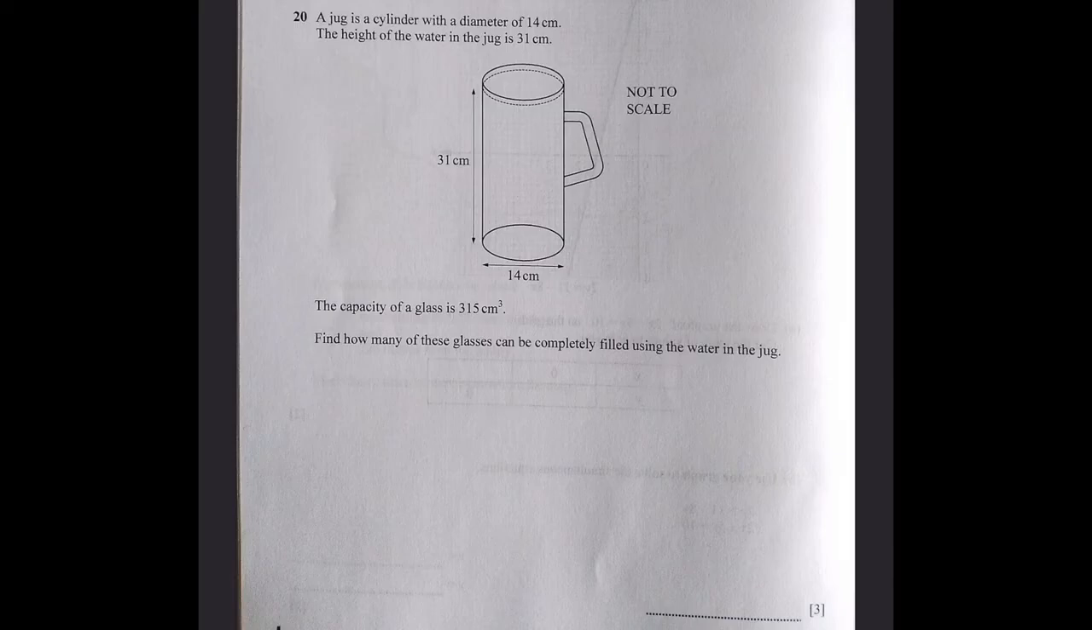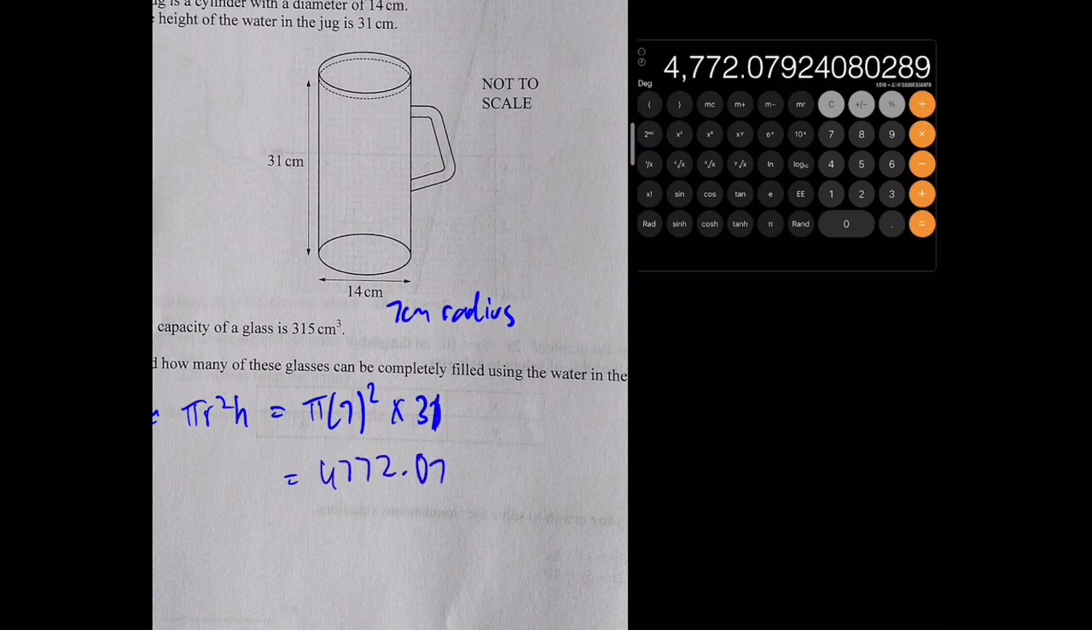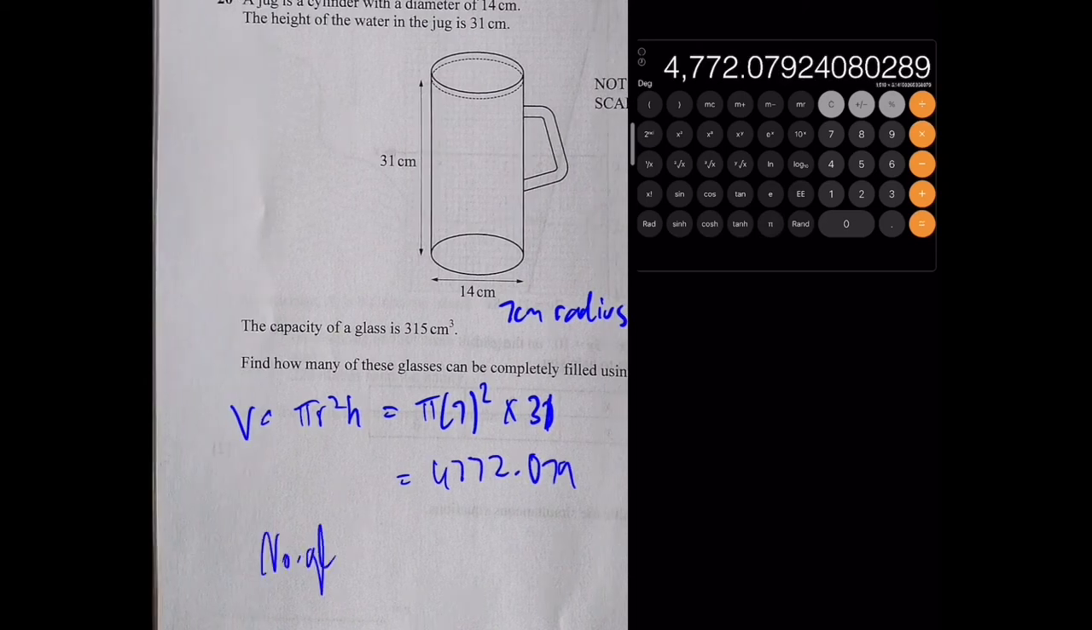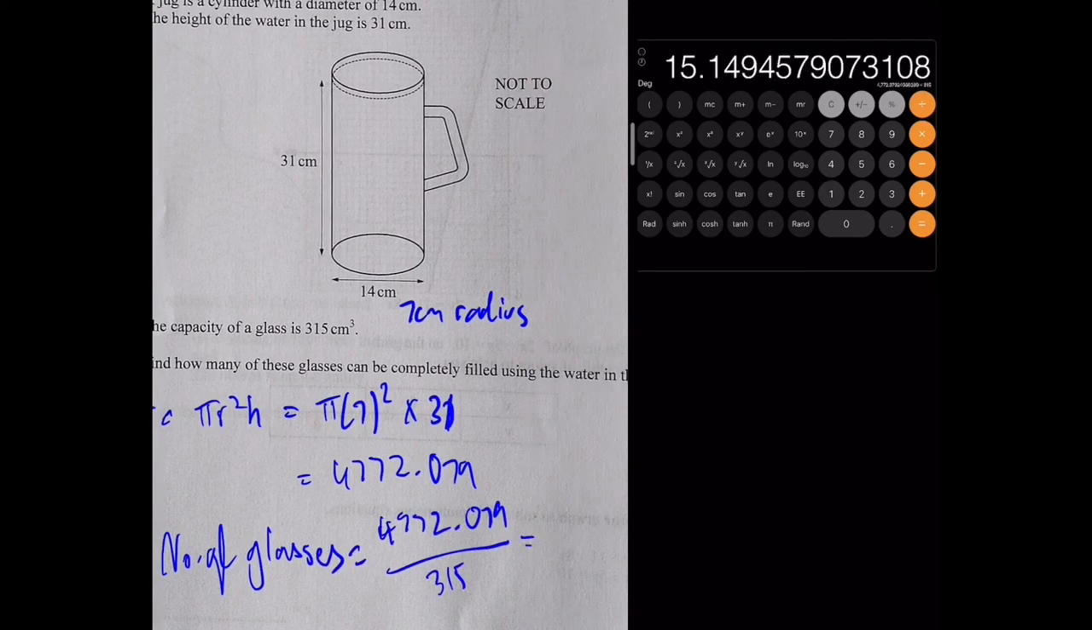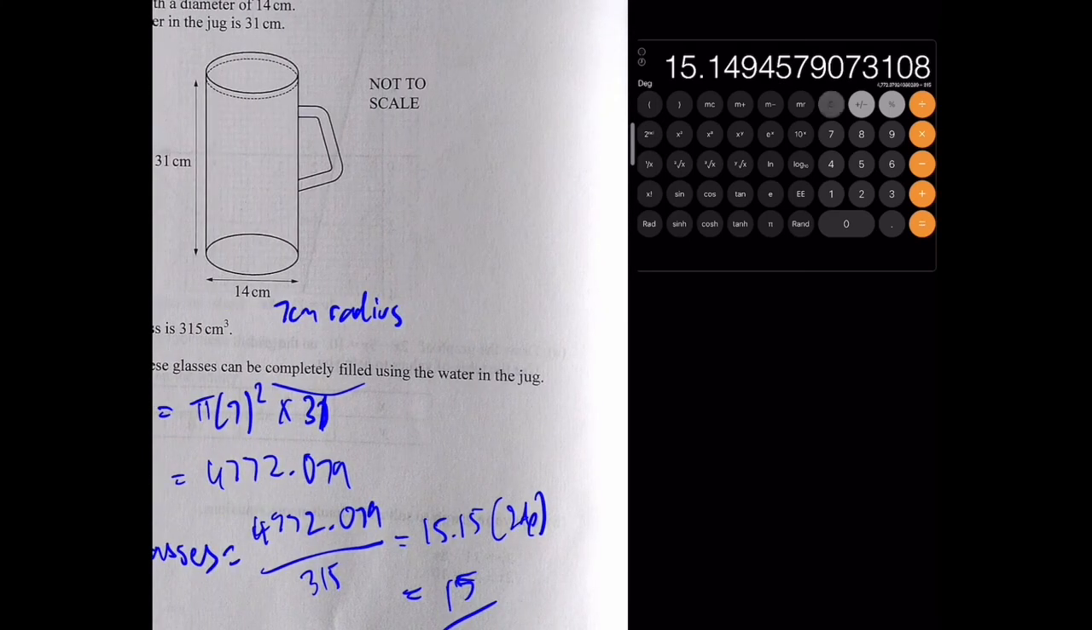Here we have a jug in the form of a cylinder, and we want to pour the amount in this jug into small glasses. The volume of each glass is 315. How many glasses? Firstly, you have to find the volume of the jug. The volume of the cylinder is pi r squared times h. The radius here is 7, not 14. So pi times 7 squared times 31. Now, if you want to find the number of glasses, divide the big volume by the small volume. So you can find 15.15, which is 15 glasses.